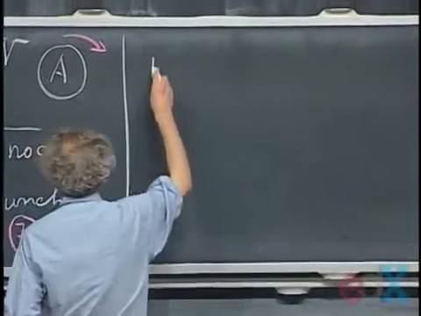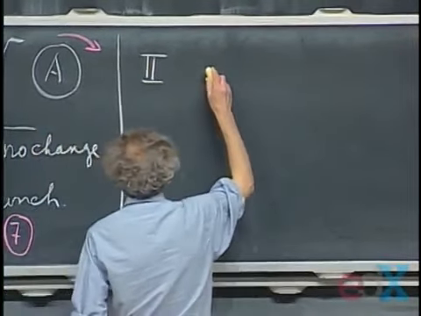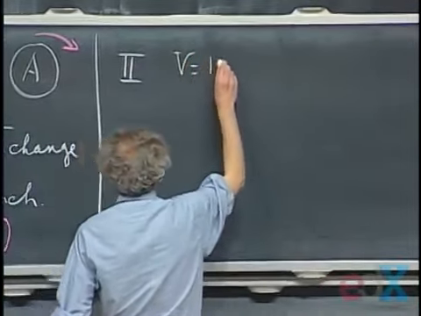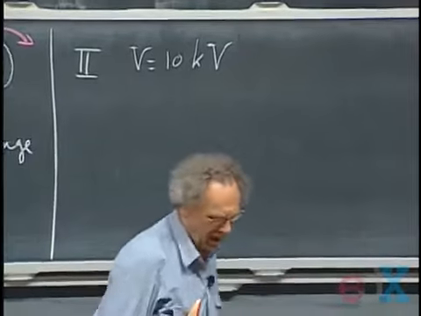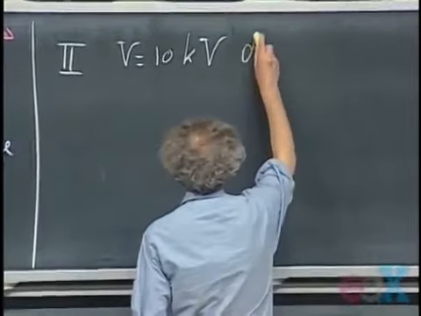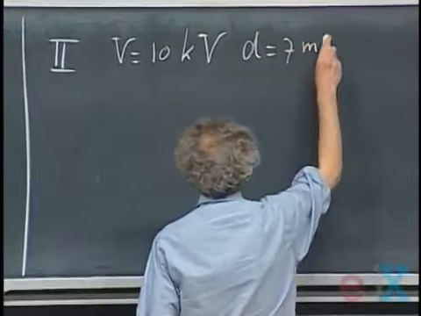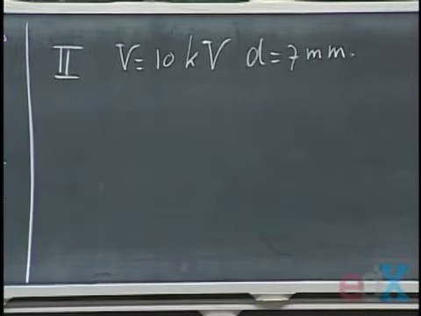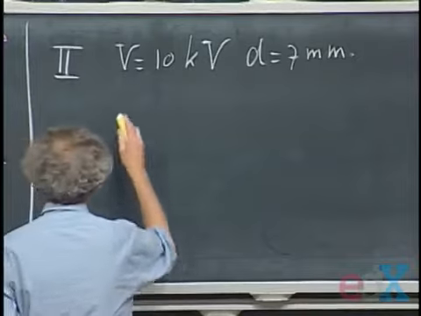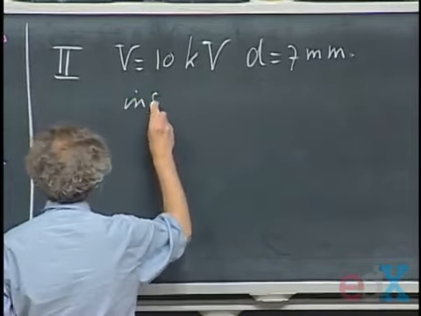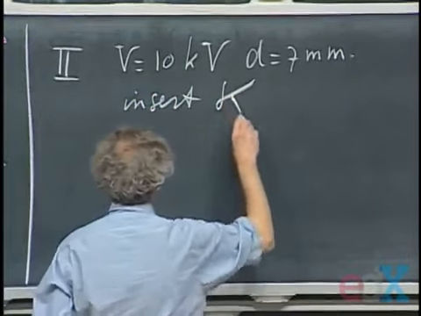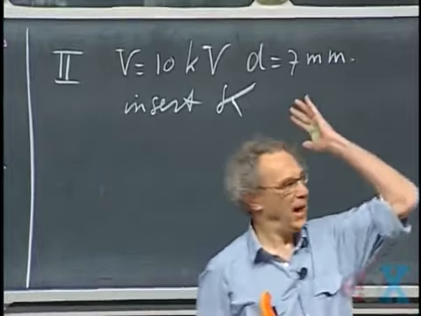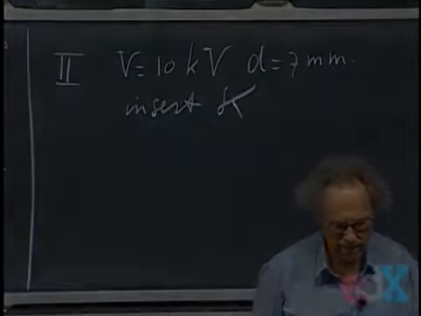So now my initial conditions are that V is now 10 kilovolts. So that's the potential difference between the plates that I have now. And D is now 7 millimeters, and I'm not going to change that. At this moment, kappa is 1. But now, I'm going to insert the dielectric. So I take a piece of glass, and I'll just put it into that gap.